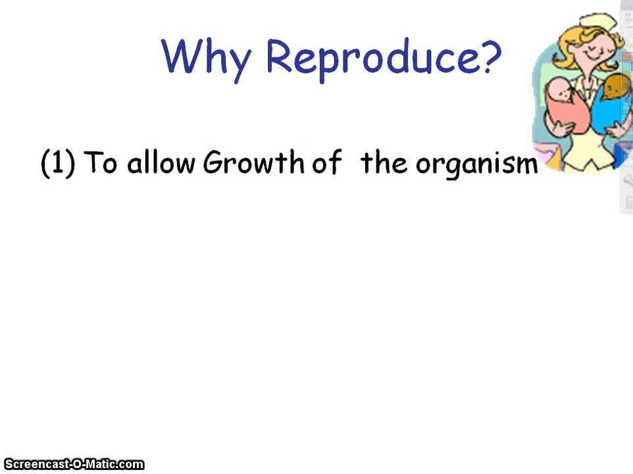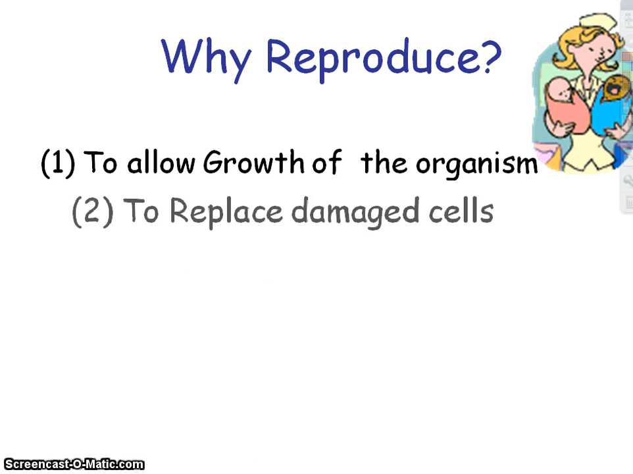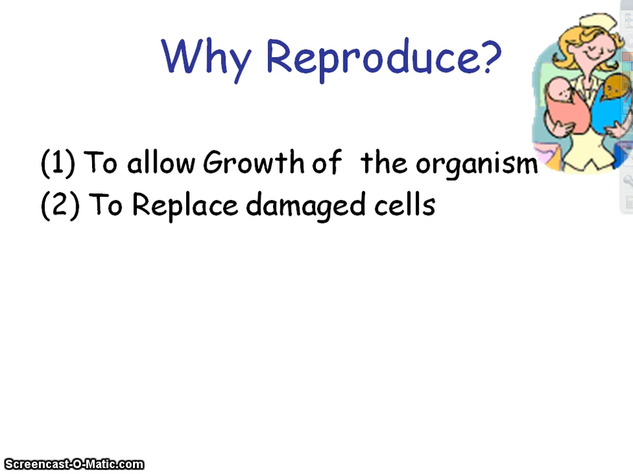So the three reasons why cells reproduce would be, number one, to allow an organism to grow, because organisms do grow and develop. So we obviously are made of more cells now than when we were born. Number two, to replace damaged cells. Cells tend to age. They can become damaged. Some cells only last a short period of time.